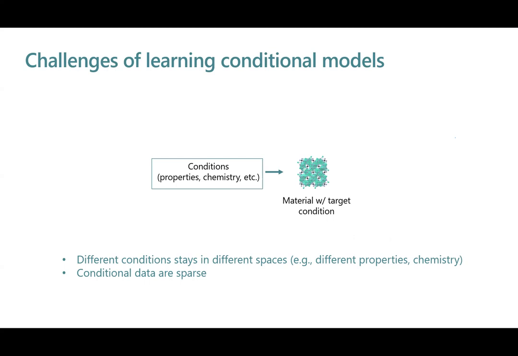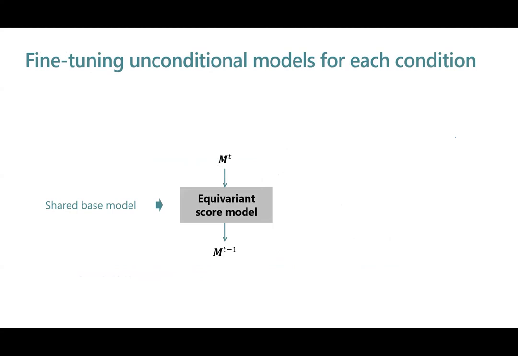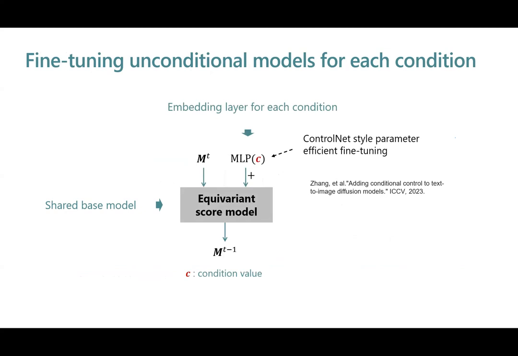So taking this into account, we use fine-tuning as the main approach for us to achieve a conditional model from an unconditional model. Basically, we start with an unconditional model that is trained in the way that I described earlier. But we add an additional MLP for each different condition. The score network is shared for all the different downstream conditional models. For each individual condition, we have an MLP that encodes this condition into an embedding and then adds this embedding into the node embedding at each layer of the graph neural network.